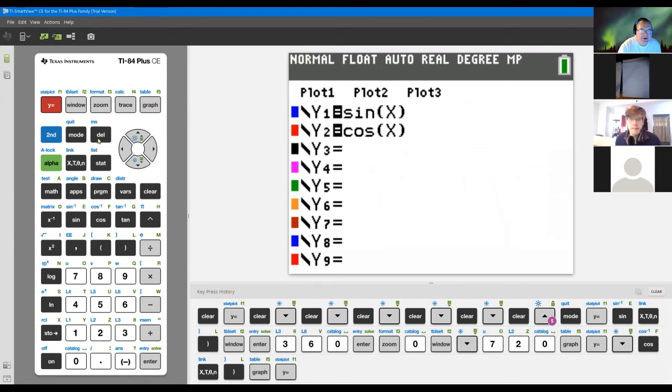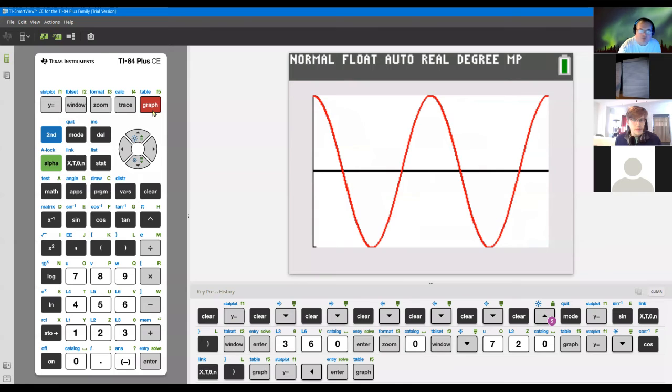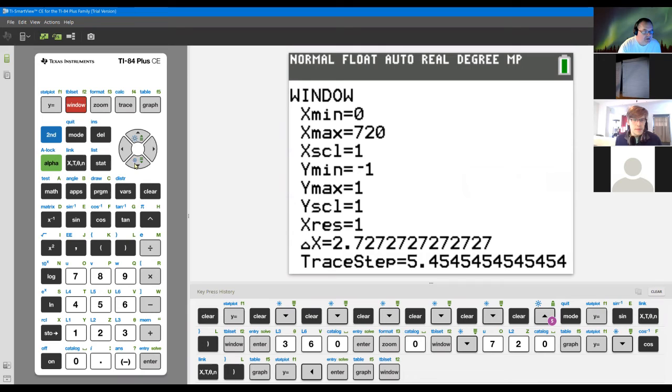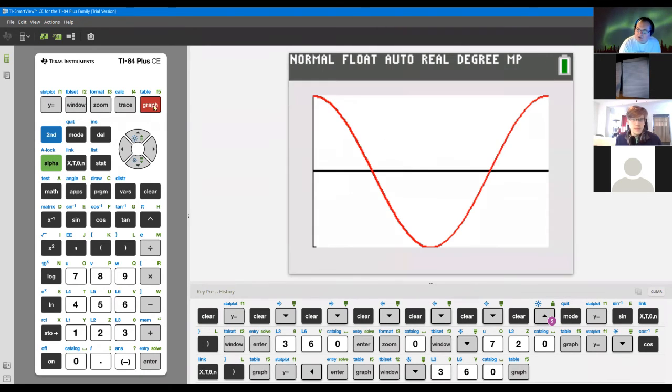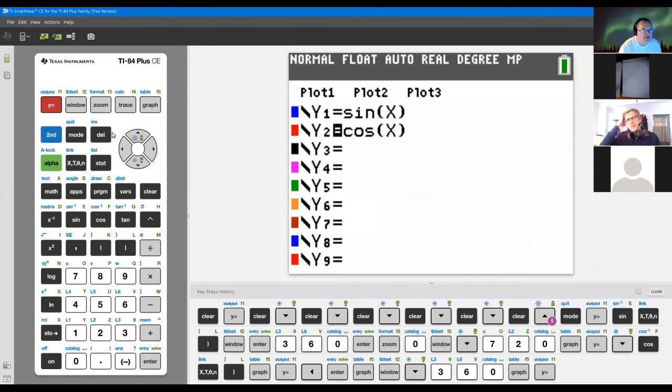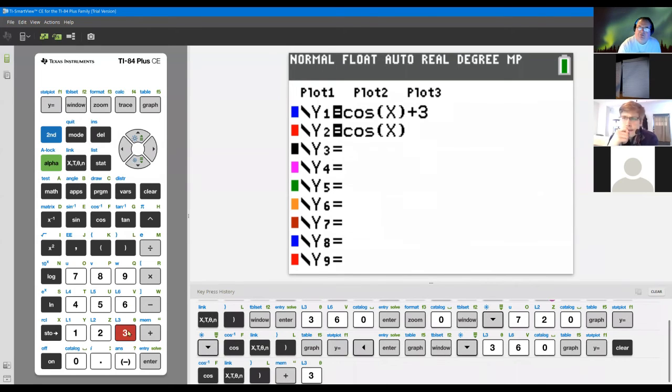Now I'm going to go back here and we'll just focus on the cosine this time. So I'll just show you who he is. There's the cosine. I'm going to go to the window and take it back to 1 cycle. That way there's not too much happening. There's a pretty interesting curve. It's what the cosine looks like in 1 cycle. And now I'm going to do some transformations. I'm going to take the cosine of x and I'm going to add 3.